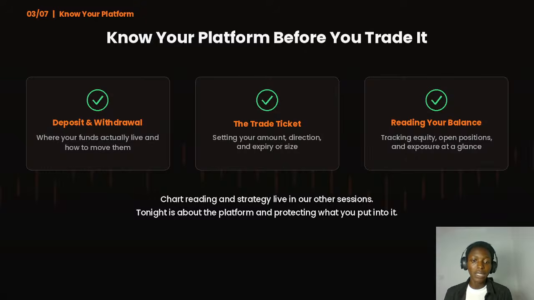So let's just open the platform to see how we can trade on the platform, of course.